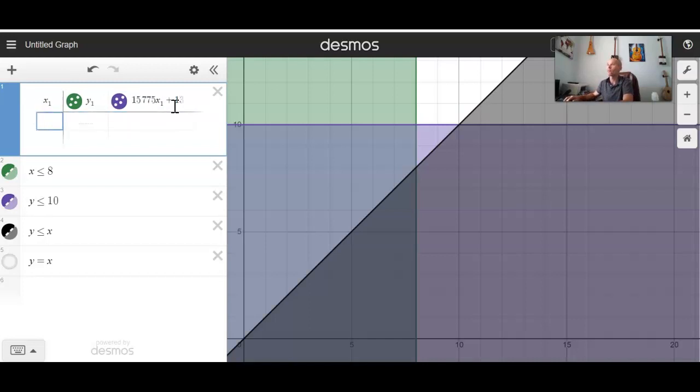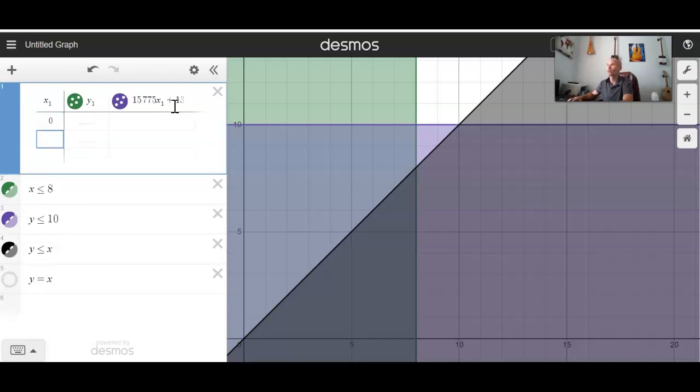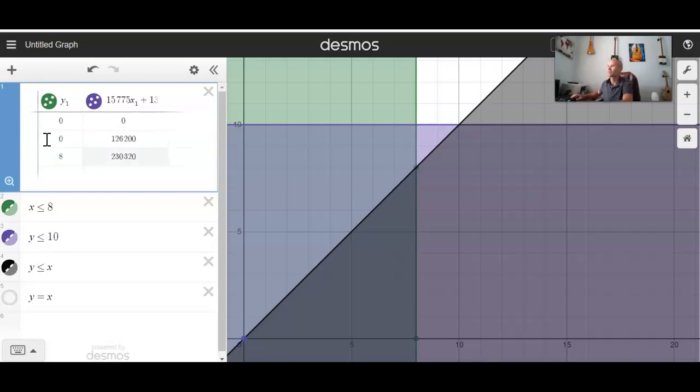And now if I enter a point here, for example, that bottom corner point, 0, 0, we see that it doesn't give us any revenue. If we pick this point over here, 8, 0, that gives us a revenue of $126,200, but if we go with 8, 8, we can see that it gets us $230,320 at that corner right there.